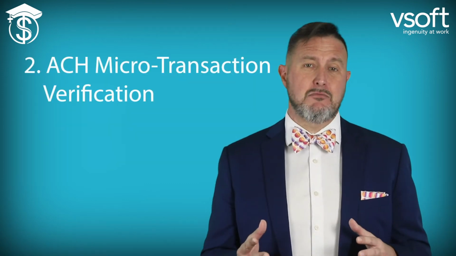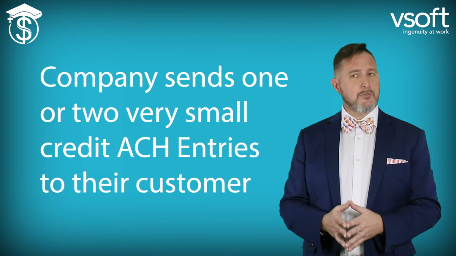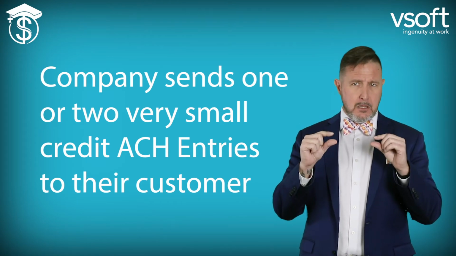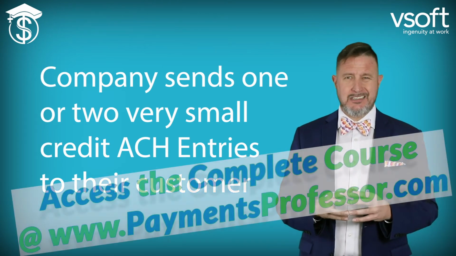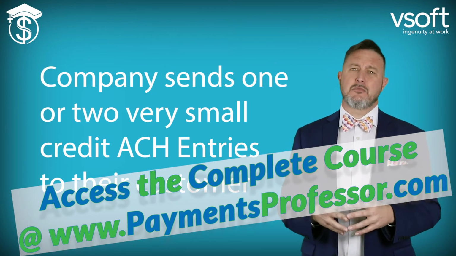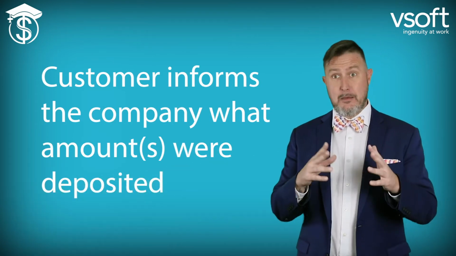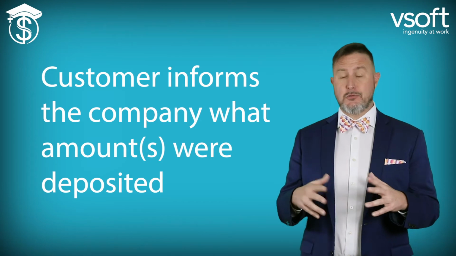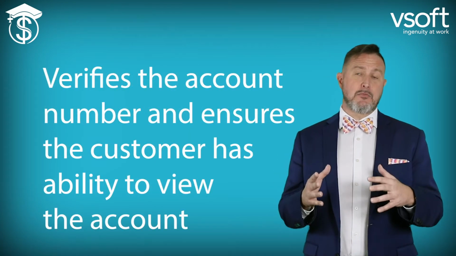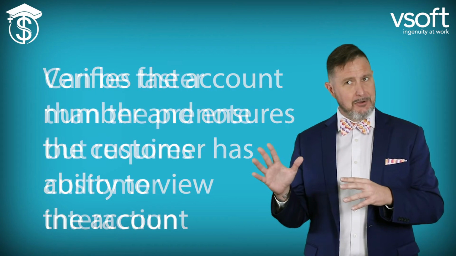So another option is going to be the ACH microtransaction verification process. This is when a company sends one or two very small credit ACH transactions, sometimes it's a debit to remove the money, but it's usually a credit, to their customer. The customer then informs the company of what the amount or the amounts were that were deposited or potentially debited from their account. See, this verifies the account number and ensures the customer has the ability to view the account. Not that they own it though.